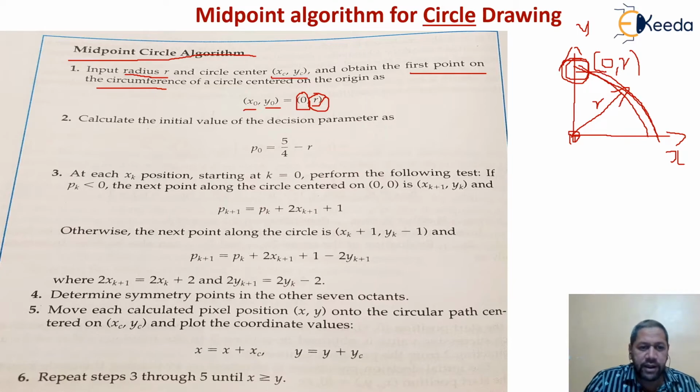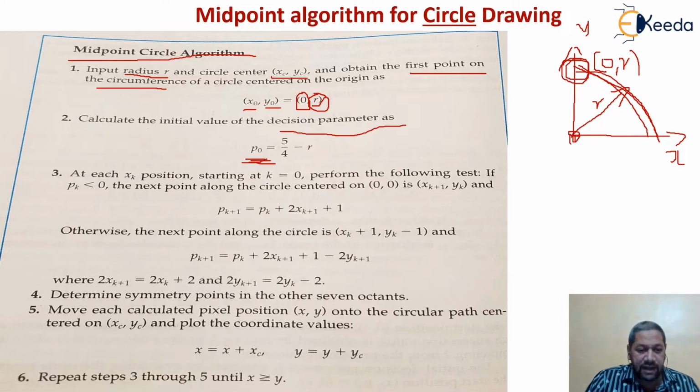After that, calculate the initial value of the decision parameter as p0. p0 is my decision parameter and p0 is equal to 5 by 4 minus r. This is calculated based on the equation of the circle, x square plus y square minus r square equal to 0. There is no need to go into more calculation or detail. We consider the decision parameter p0 having the value 5 by 4 minus r.